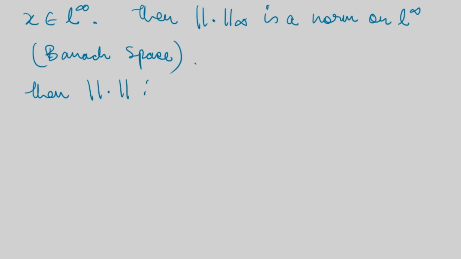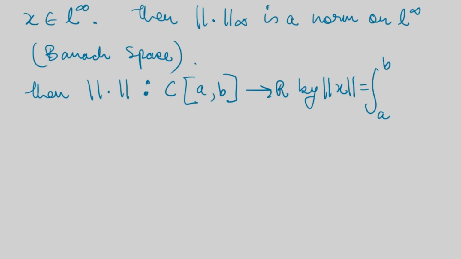Then the norm on the set C[a,b], the interval a comma b going to R, we can define it by the norm of x is equal to the integration from a to b of |x(t)| dt. So this is done, and you notice this is actually the 12th point, or you will have this in the next point. You can write this in the next point.